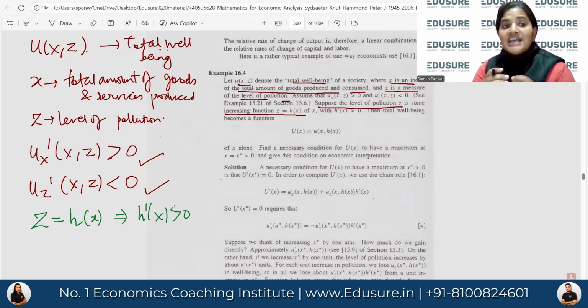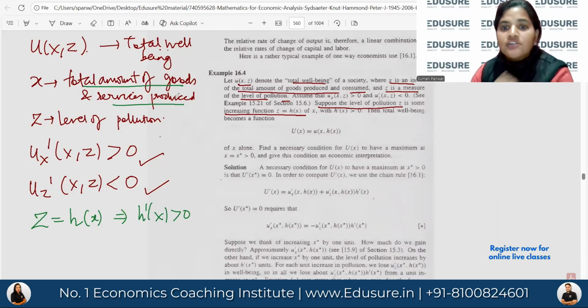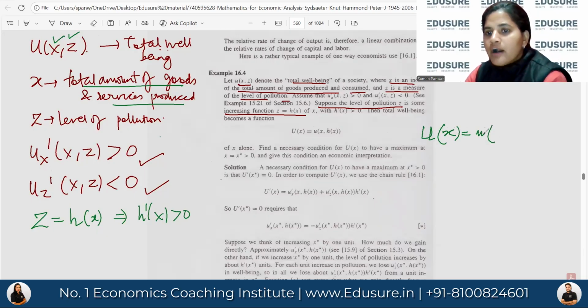It means as the total amounts of goods and services in an economy increase, the level of pollution increases. This is also very logical to understand. So basically, my total well-being was a function of x and z, and now z is also a function of x. So this basically becomes a function of x alone, and this is nothing but a small u, a function of x and hx. So z is replaced by hx.